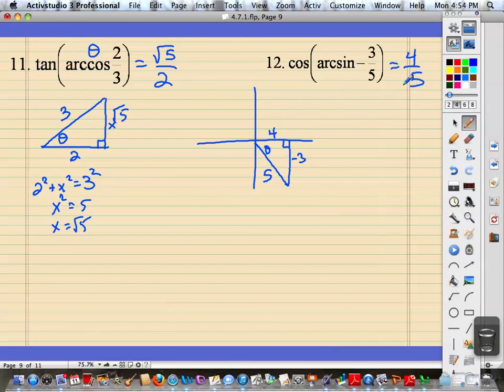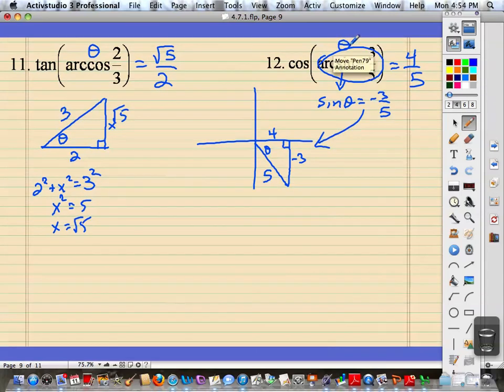So going back to the idea of using the right triangle, remembering that this really means the sine of theta is negative 3/5, and using that to generate the triangle. And once we've got the triangle, then this arc cosine of gives us some angle theta, and the cosine of that theta would be 4/5.